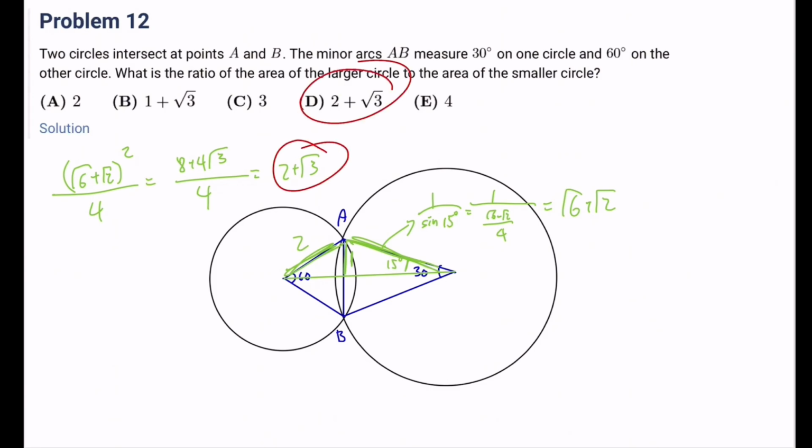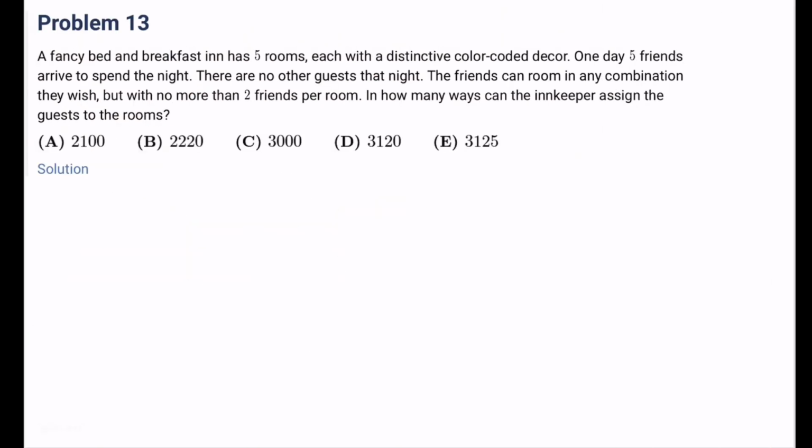It's D. Number 13, a fancy B&B inn has 5 rooms, each with a distinctive color-coded decor. Okay, so what that basically means is that these 5 rooms are distinct. And one day 5 friends arrive to spend the night. There are no other guests that night.